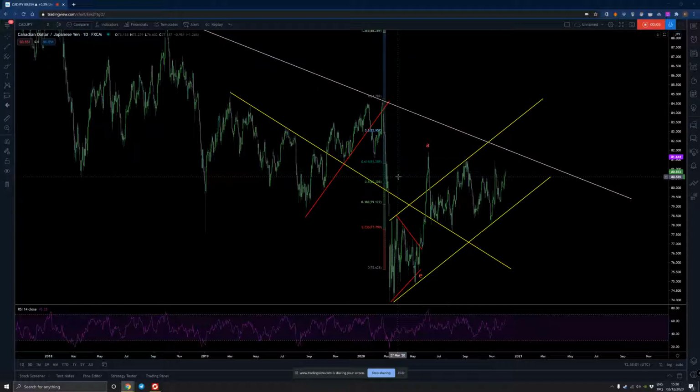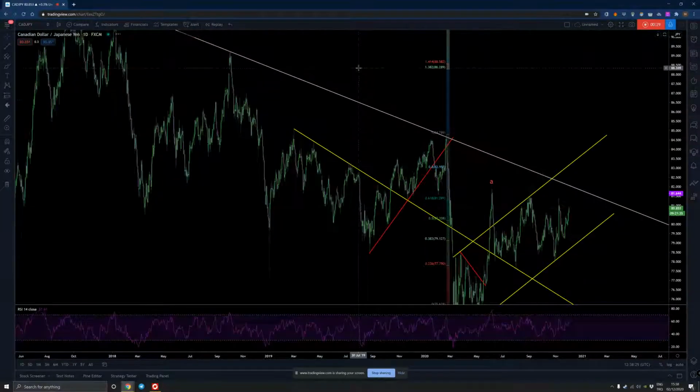I want to talk about Canadian dollar Japanese yen today. Now, this pair is actually a good indicator to understand the risk on and off in the market. Okay, so it's either risk on or risk off. I like this pair to understand what's going on. Now, I'm looking at this from the daily perspective.